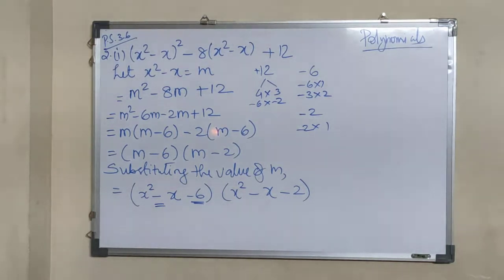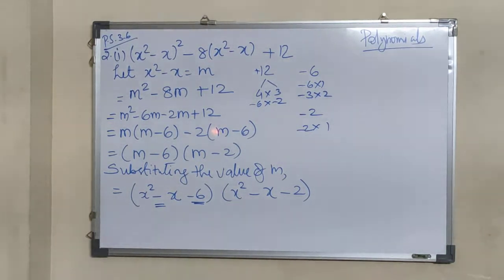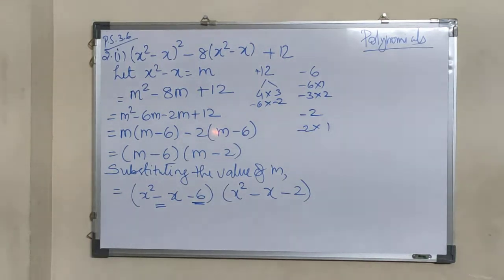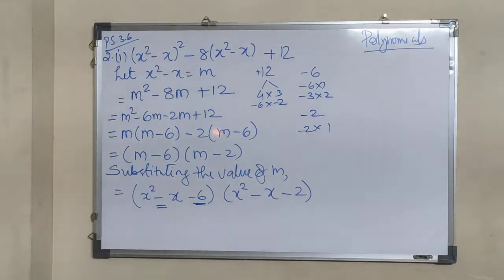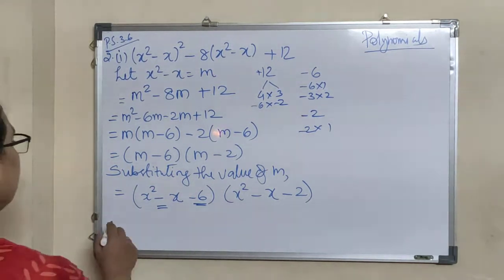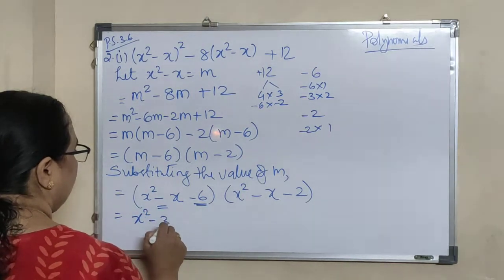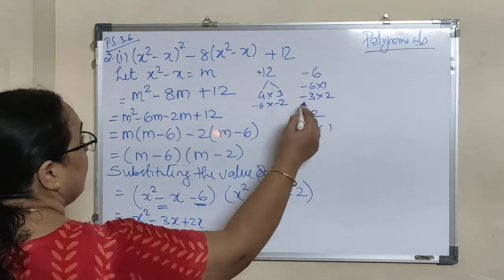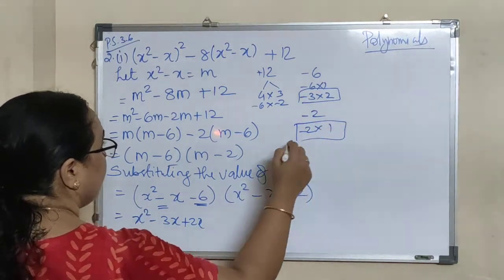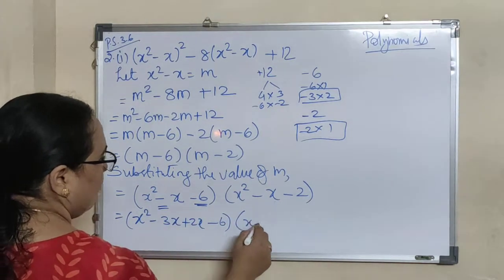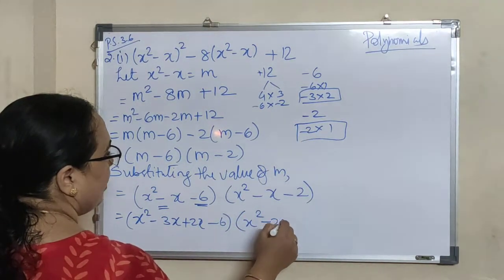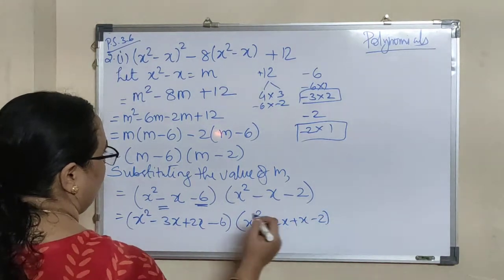Yes, are you sure? Okay, so we continue and solve further. And when we solve further, we are again using the same process of factorizing. Is that very clear? So we have it as x square minus 3x plus 2x, correct? This is what we selected. Minus 6. So this is the first bracket. The second bracket is x square minus 2x plus x minus 2.